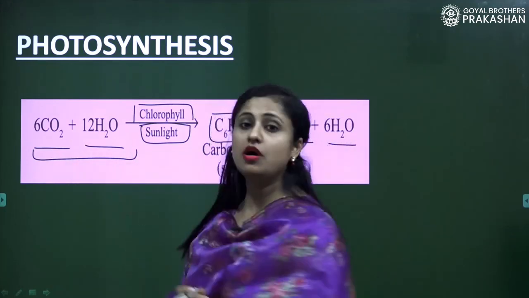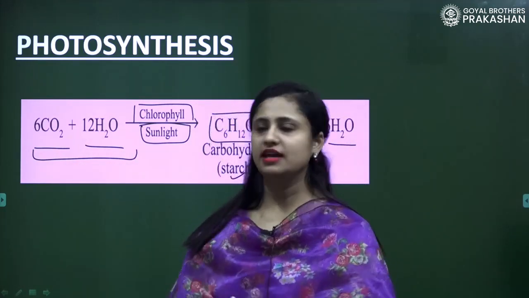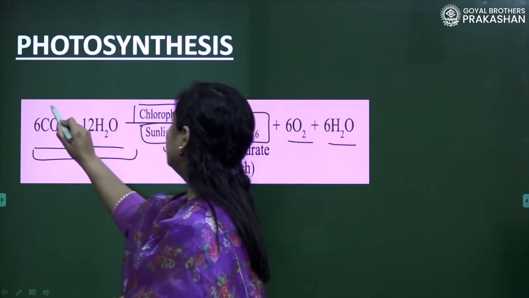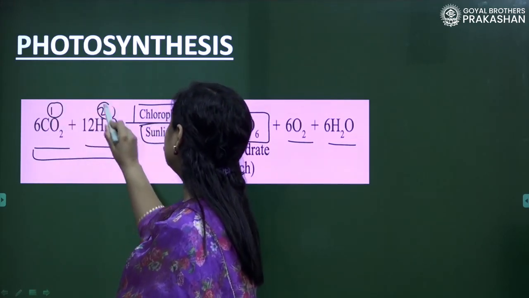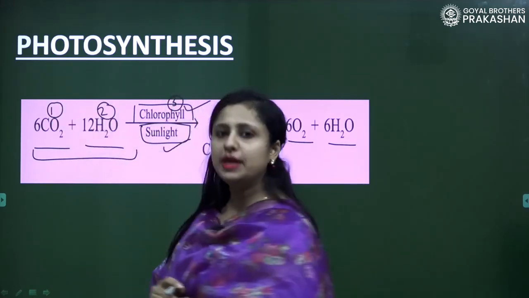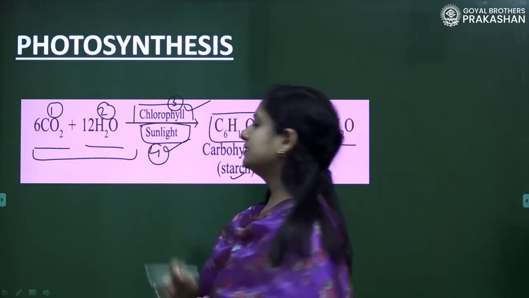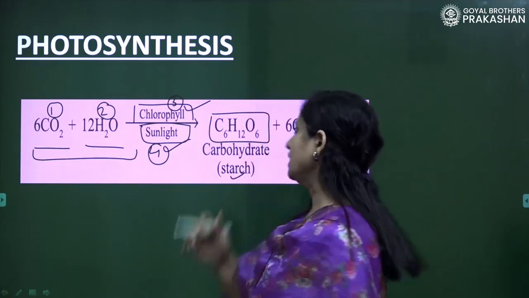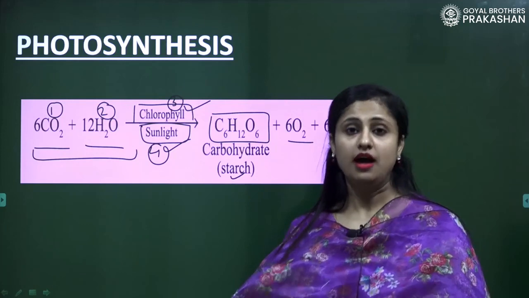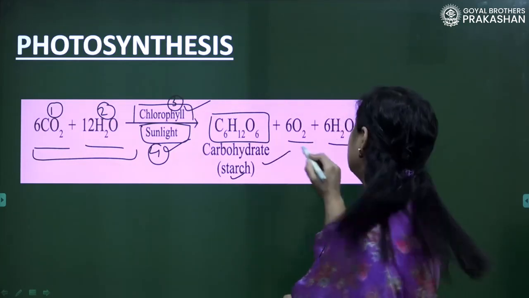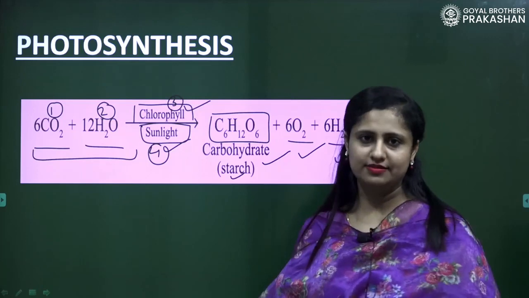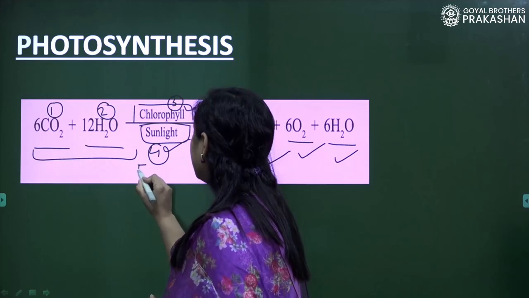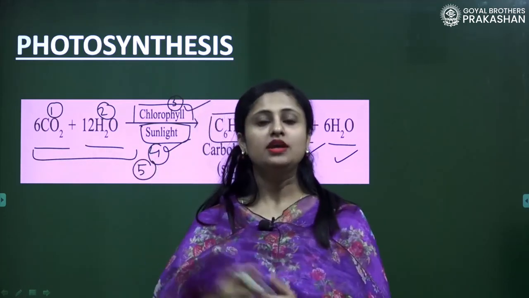Along with these two raw materials, 2 more raw materials are there, which are chlorophyll and sunlight. So number 1, carbon dioxide, number 2, water, number 3, chlorophyll pigment, and number 4, sunlight. These are the raw materials used by the plants. Now, the products formed are carbohydrate, oxygen and water.